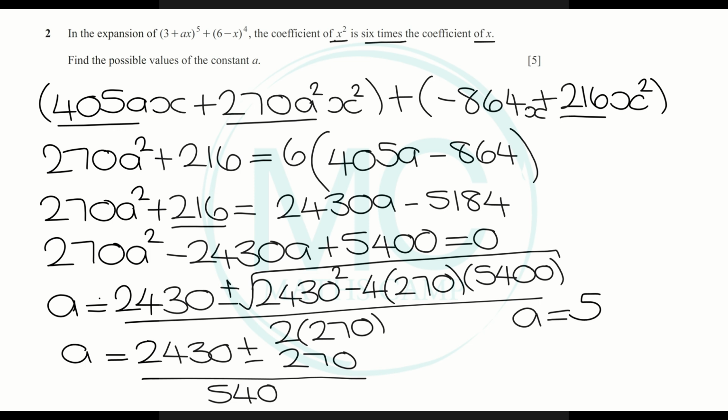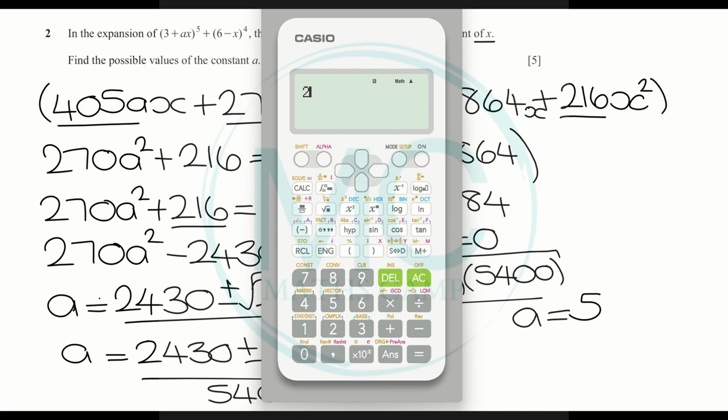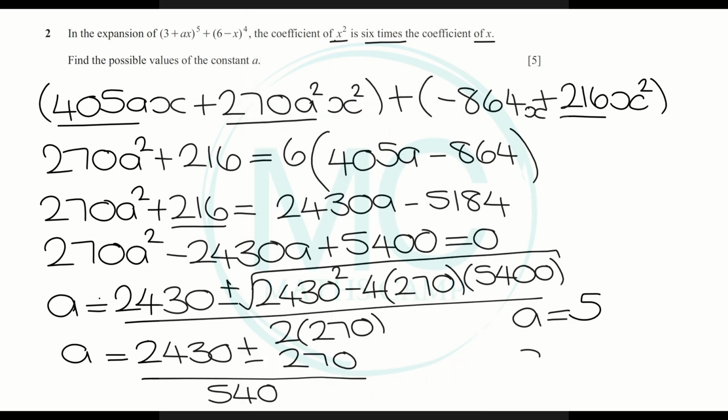Now let's find a with a minus sign. Take your calculator, 2,430 minus 270 divided by 540 is equal to 4. So our other value for a is 4.